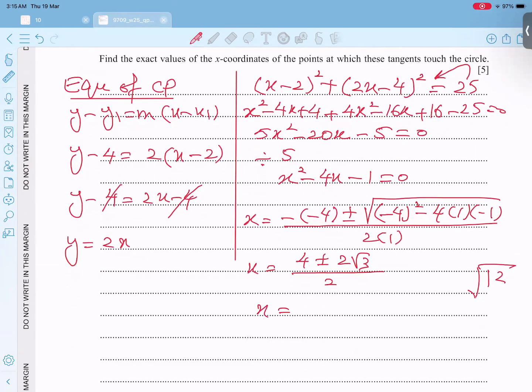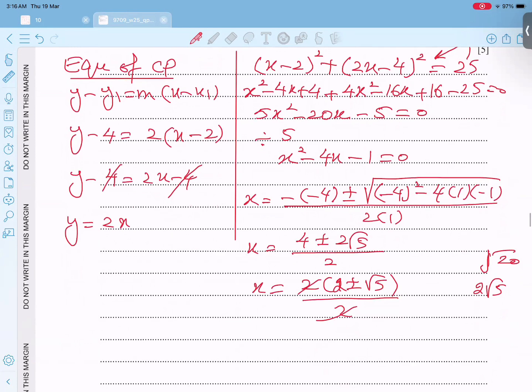Let me check once again. Sorry to say, this is not 12, this is 20. So root 20: 5 times 4 is 20, so 2 root 5. So I got 2 root 5, and I will take 2 common out from the top. I got 2 plus and minus root 5. And this 2 will cancel out.